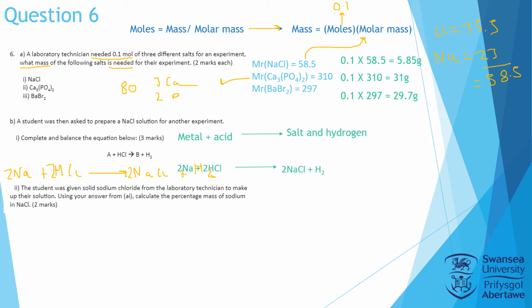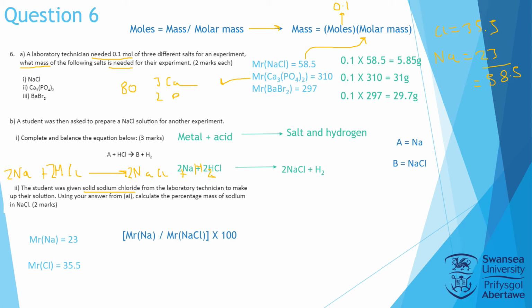So the final bit of question 6: the student was given solid sodium chloride from the lab tech to make up their solution. Using your answer from A, calculate the percentage mass of sodium in NaCl. This question's a little bit different from what you might have seen before. This is just a bit of maths. We want to work out what percentage of sodium chloride is sodium. So we've got the atomic mass of sodium, 23, chlorine, 35.5.